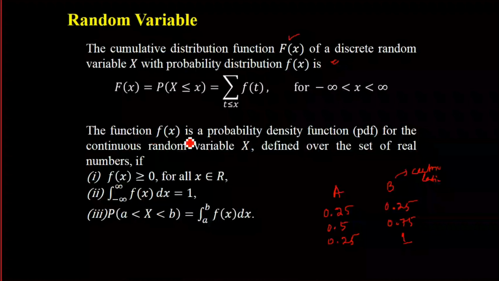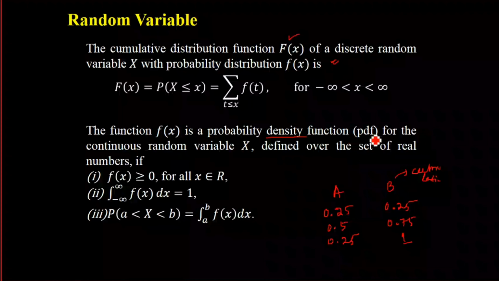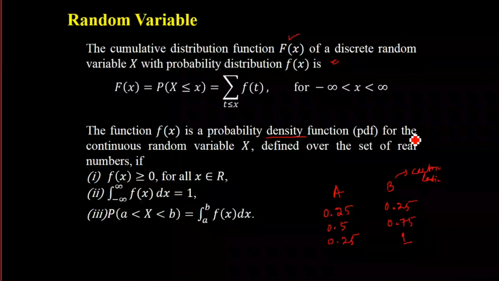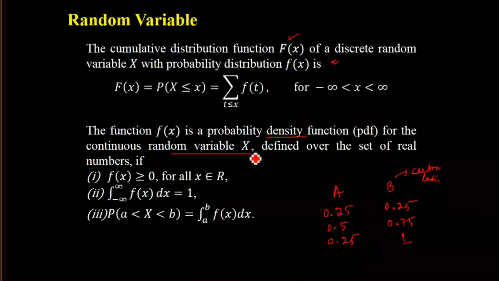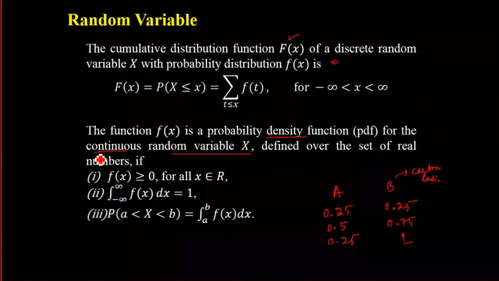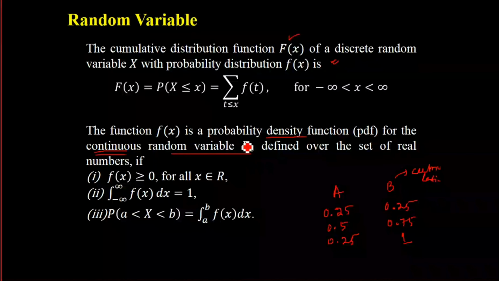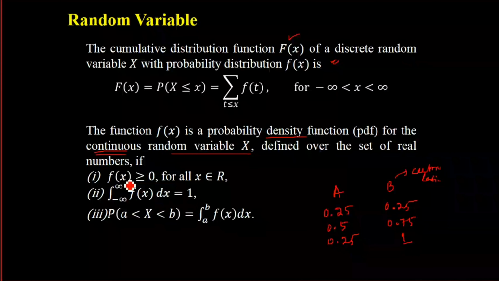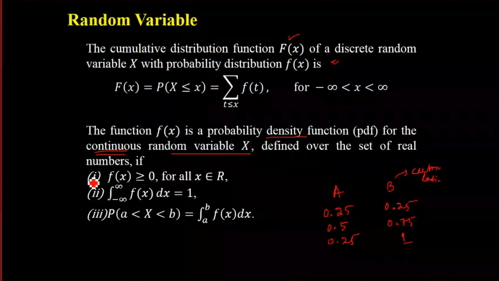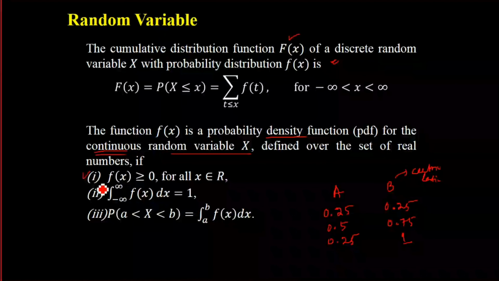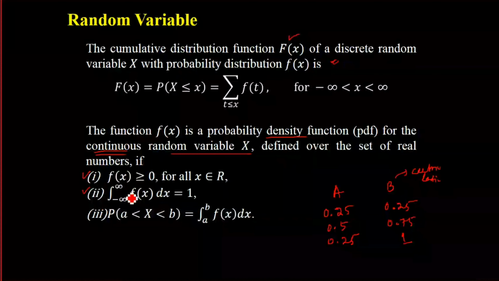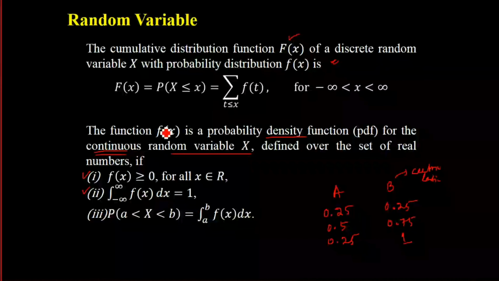Now the function f of x is the probability density function, PDF, for the continuous random variable x. Here continuous is important; that's why it is density. For a continuous random variable we have a probability density function, and it satisfies these conditions. Probability will be positive, so the first one holds here too. But the second one is different: as we are handling intervals, here the integration will be 1, whereas in the discrete case the probability summation is 1.